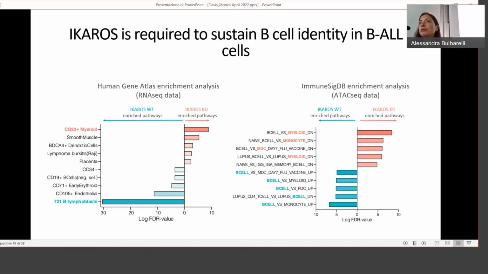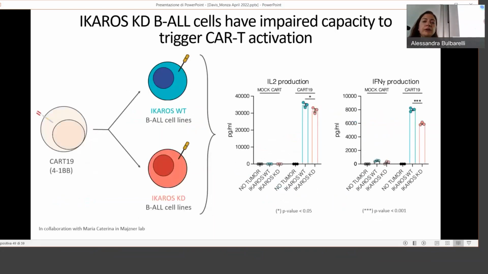So as we know, Ikaros is really important for enforcing lymphoid identity. When Ikaros is lower, these cells look more myeloid, or they start to express more genes that are related to a myeloid identity. So that could also start to explain the risk of that myeloid transformation, which sometimes happens after CAR. So what we asked, in collaboration with Maria Caterina Roti and in Robbie Maisner's lab, was: did our Ikaros knockdown cells respond as well to CAR T cells?